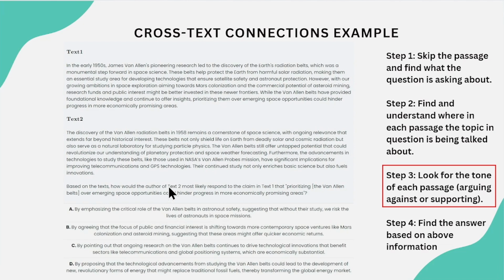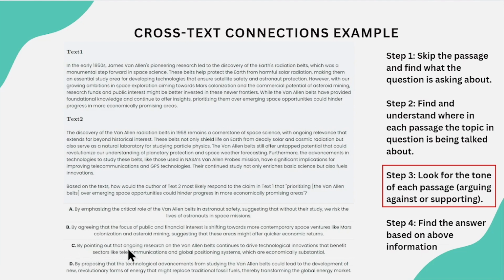So that is not really what text 2 is saying, remember? What text 2 is saying is, you're wrong, it's super important that we keep investigating because it's going to provide us with a ton more information and could revolutionize fields and provide us new innovation. So B, by agreeing that the focus, once again, just by the words by agreeing, we know that he's disagreeing with it. So he's not agreeing with this. So B can immediately be eliminated.